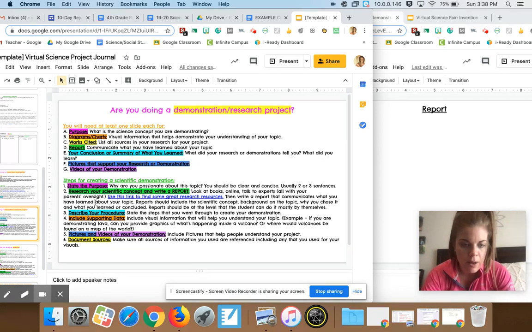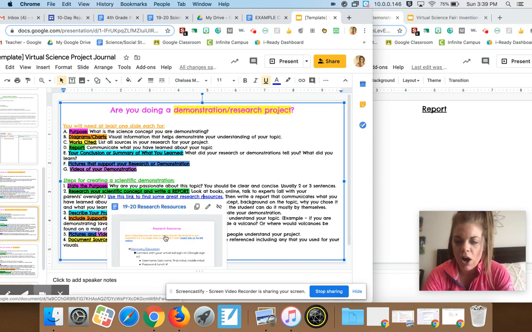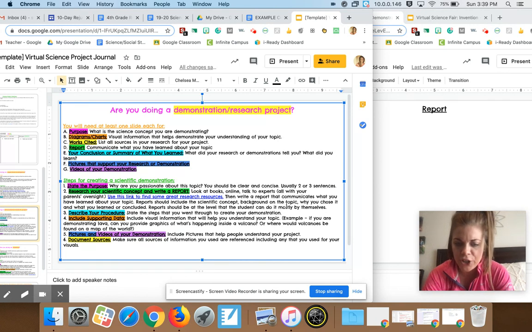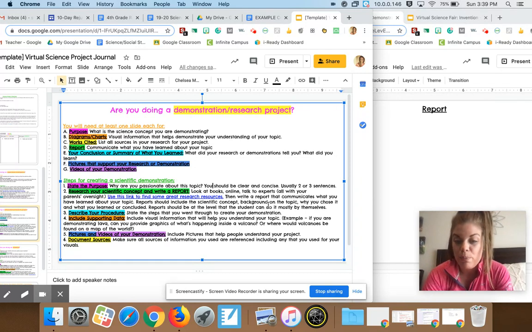Okay, through your research, you should look at books, online. You could talk to experts. Remember, you can always use this research resources document that we used a lot for Colorado Day. And then you're going to write a report that communicates what you have learned about your topic. They should include the scientific concept you are researching. They should include background information on your topic, why you chose your topic, and what you learned or concluded. So if you're wondering what you should write about in your report, that sentence tells you every single thing that you need to write about.